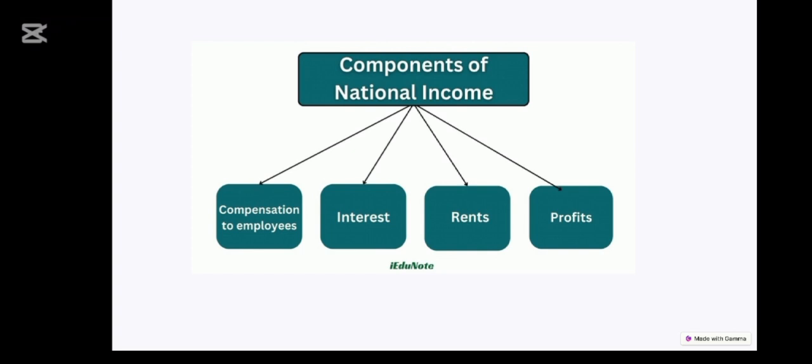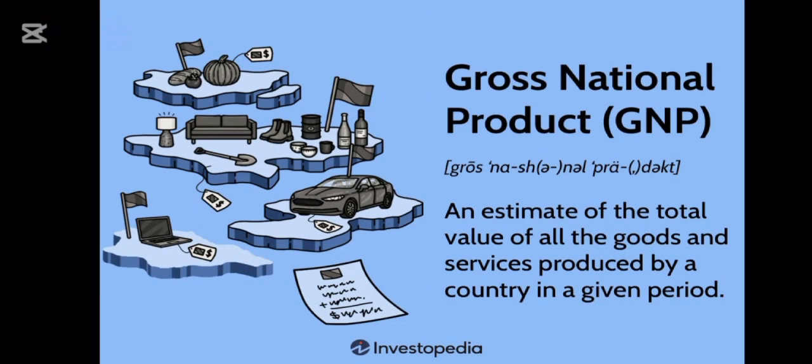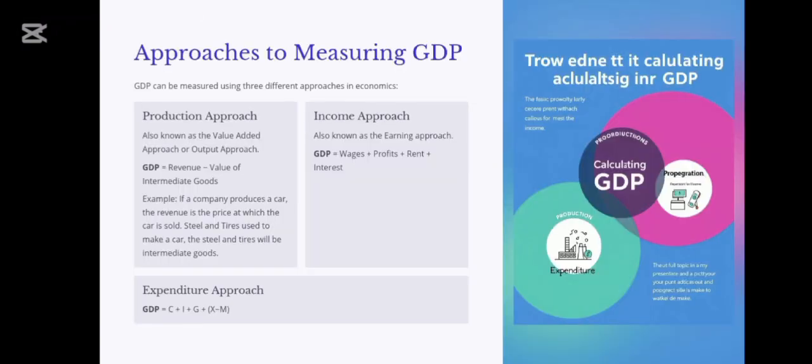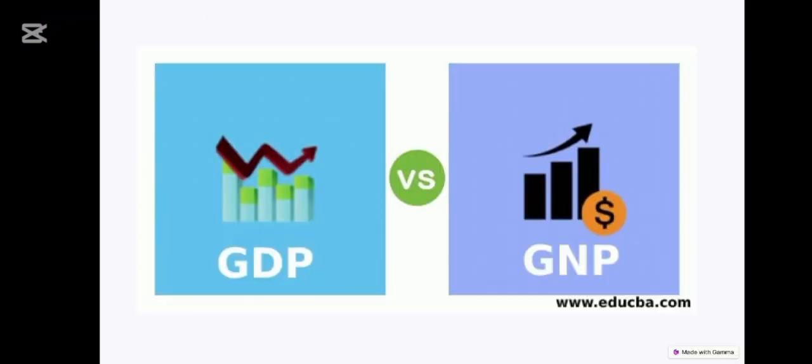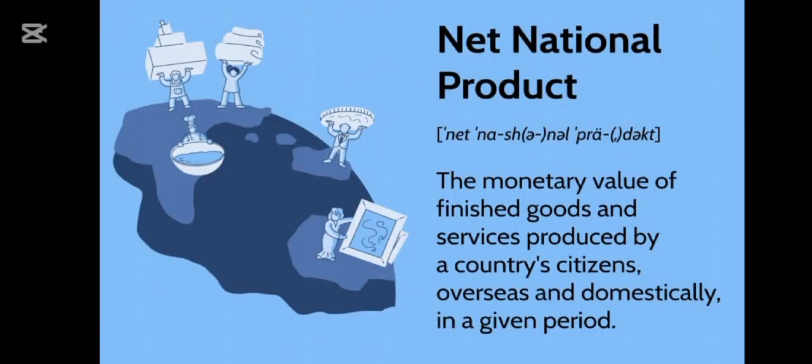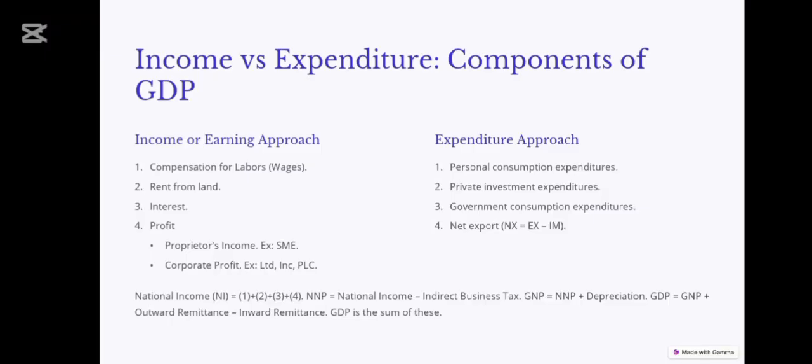For now, I am going to share with you about income versus expenditure. As you can see on the slide, these are the components of the income or earning approach. It holds compensation for labor, rent from land, interest, and profit, including proprietor's income and corporate profit. And on the other hand, there is the expenditure approach. It holds personal consumption expenditures, private investment expenditures, government consumption expenditures, and net exports.